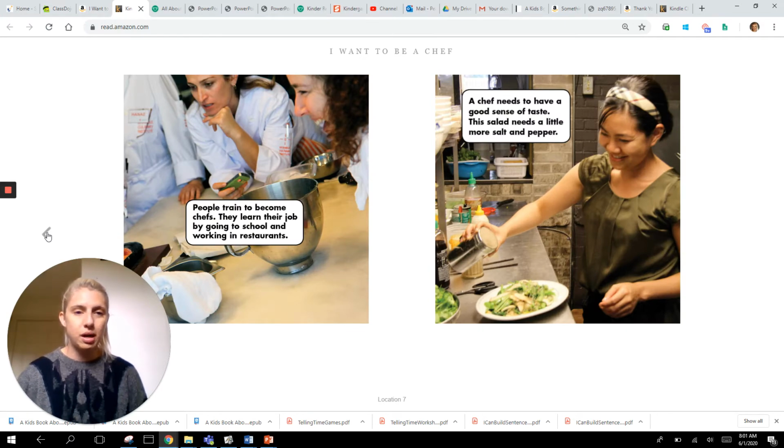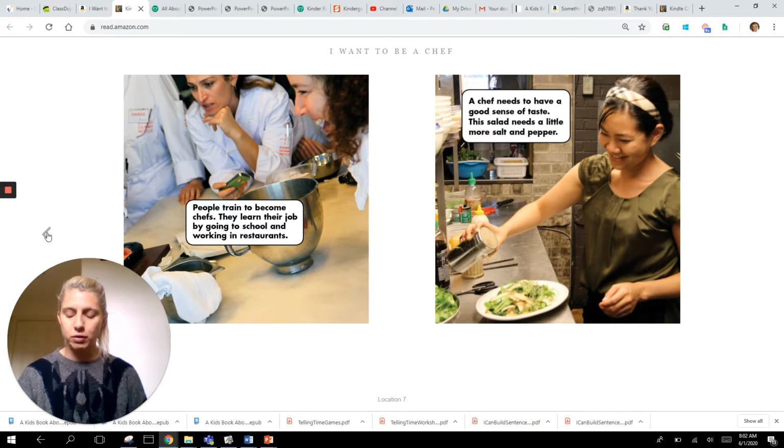People train to become chefs. They learn their job by going to school and working in restaurants. Train means to learn how. A chef needs to have a good sense of taste. The salad needs a little more salt and pepper.